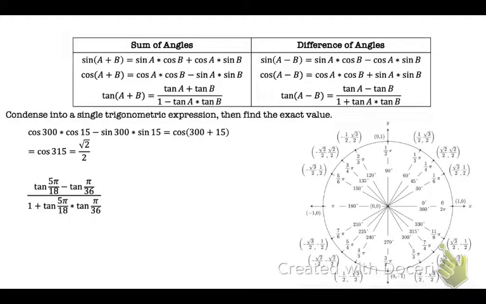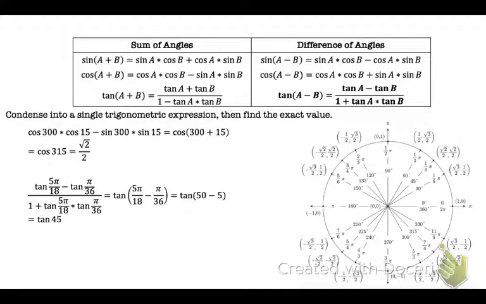Not too bad. Let's do the tangent. So tangent of 5 pi over 18 minus tangent of pi over 36, and so on. That is going to be this right here. So that's going to be tangent of 5 pi over 18 minus pi over 36. I'm just going to change those to degrees. So that's 50 minus 5, which is tangent of 45. Now, if I look at 45, we figured this out a couple times. That just equals 1.